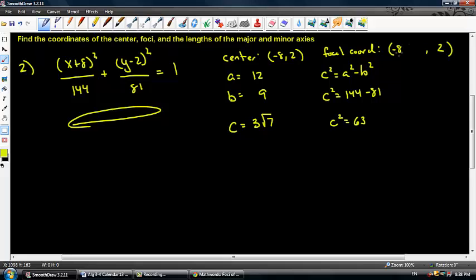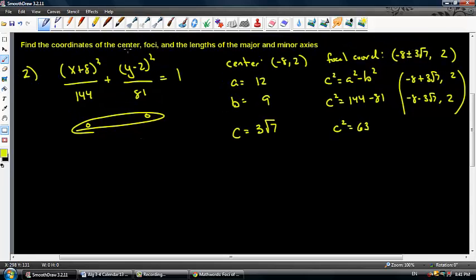The reason why I left myself space between this −8 and the comma is because my foci are going to be rested along the major axis, which means this is really −8 ± 3√7. And again, to give you guys something a little more concrete, it's (−8 + 3√7, 2), and then (−8 − 3√7, 2). So let's go ahead and get ready to graph this thing.